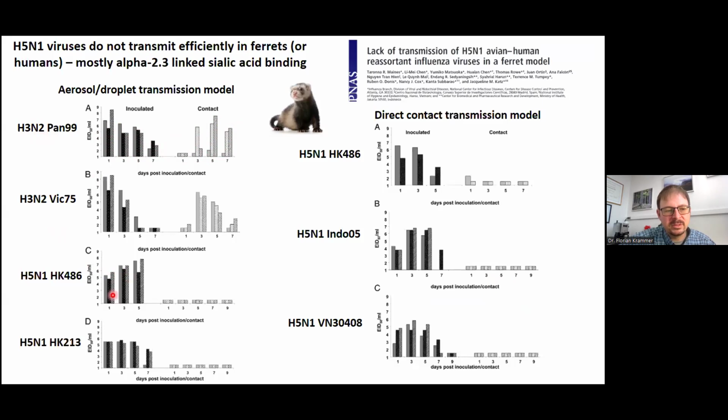But if you do the same with these H5 highly pathogenic viruses, the virus replicates in the inoculated ferrets, but it doesn't actually spread to the contact ferrets. And this is true in an aerosol transmission model where the animals don't directly touch each other, but it's also true in a contact transmission model where they can freely interact. And I think for a long time, this was really saving us from an H5 pandemic, because the virus is just not able to spread in mammals very well.